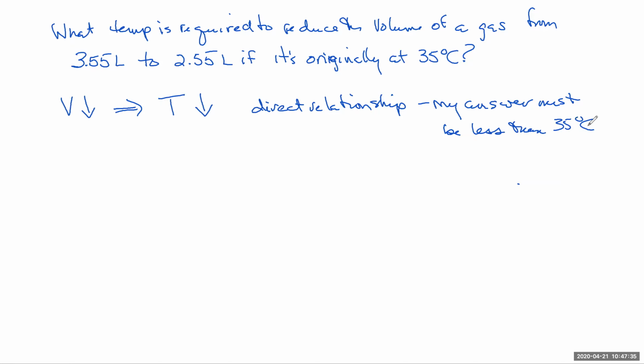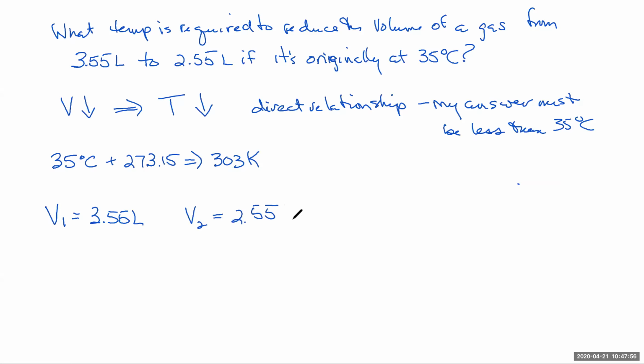Again, you have to always be in Kelvin, so I'm going to take my 35 degrees Celsius and add 273.15, and going only to the whole number, that's going to give me 303 Kelvin. So I know V1, 3.55 liters. I know V2, 2.55 liters. I know T1 is 303 Kelvin, and T2 is what I'm looking for. I have 4 variables in my equation, 3 are given, 1 is my unknown.